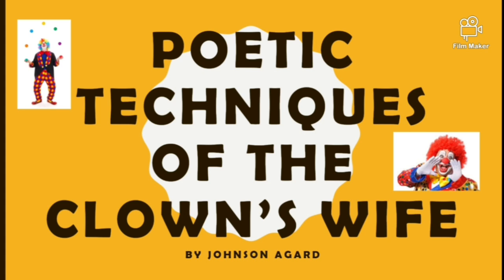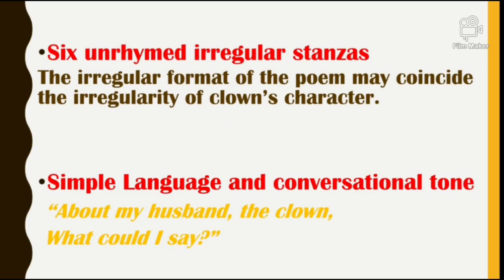Today I'm going to talk about the poetic techniques of the poem The Clown's Wife by Johnson Aga. Earlier I have done a brief analysis on the poem and then I have discussed the themes with you, and here I want to talk about the most important techniques of the poem. Well, the first technique I'm going to talk about is the rhyme scheme of the poem.